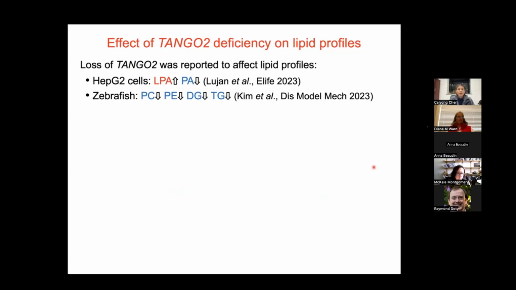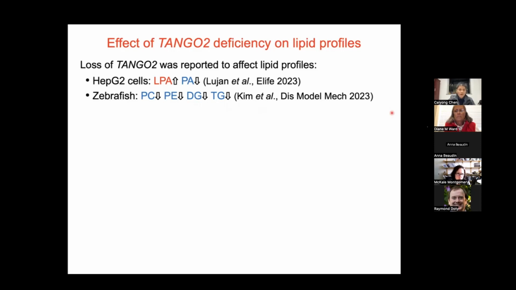Two recent studies also reported that TANGO2 deficiency may affect lipid profiles. One study was performed in HepG2 cells. The authors show that knockdown of TANGO2 in HepG2 leads to an increased level of the lipid lysophosphatidic acid and a decreased level of phosphatidic acid. The other study was done in zebrafish, and the Tango2 knockout zebrafish showed reduced levels of several types of major lipids, including phosphatidylcholine, phosphatidylethanolamine, diacylglycerol, and triacylglycerol.